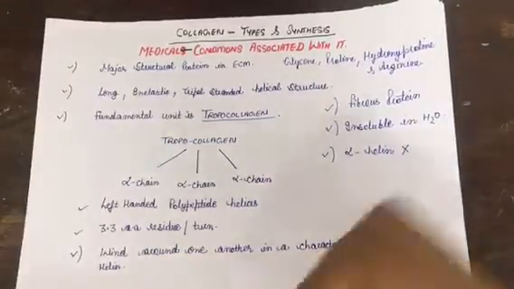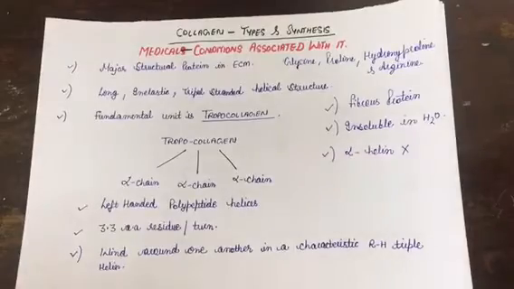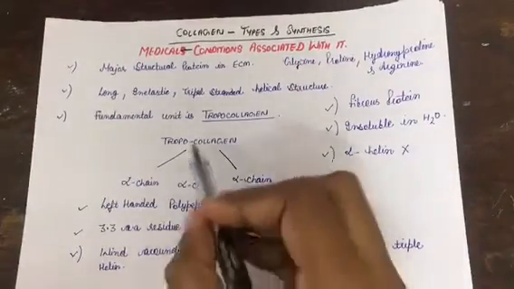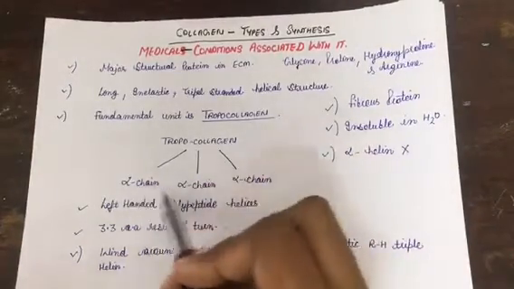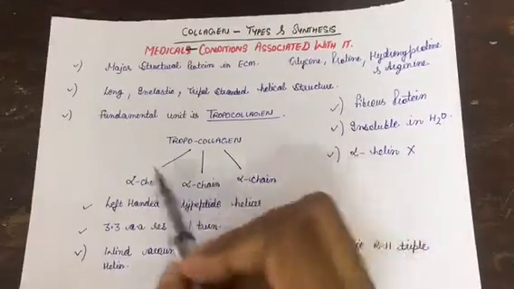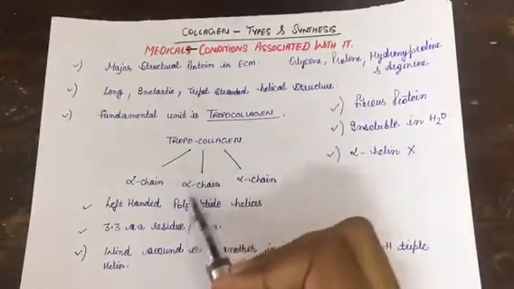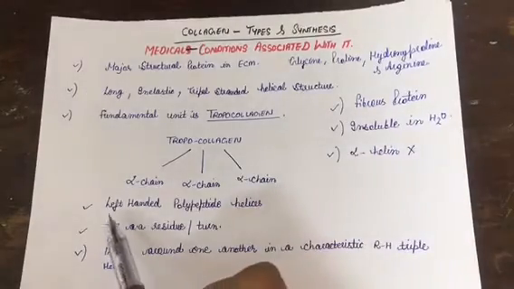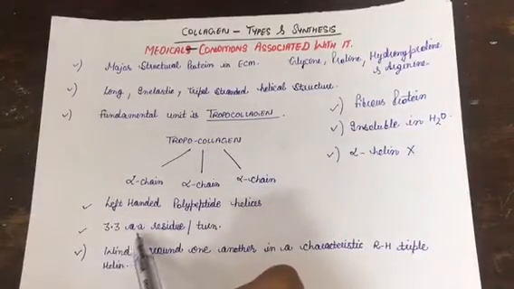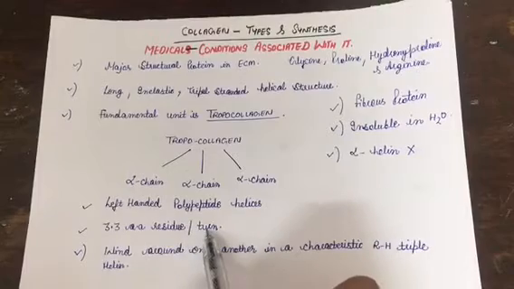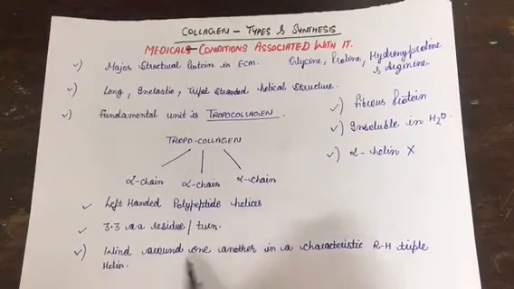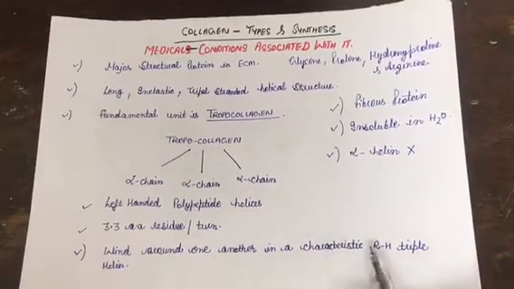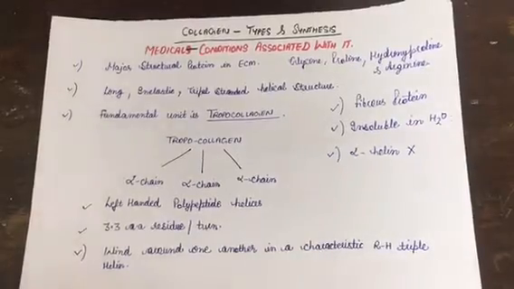So the fundamental unit of collagen is tropocollagen, and it is a triple-stranded helical structure. These alpha chains will wind around each other and form a triple-stranded helical structure, with 3.3 amino acid residues per turn, and they wind around one another in a characteristic right-handed triple helix.